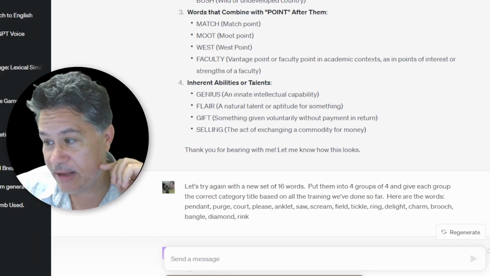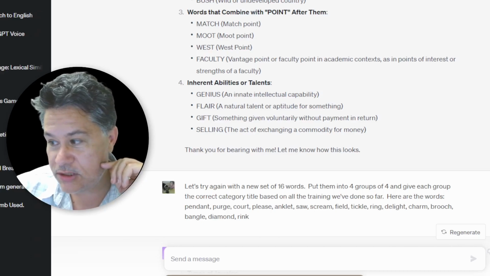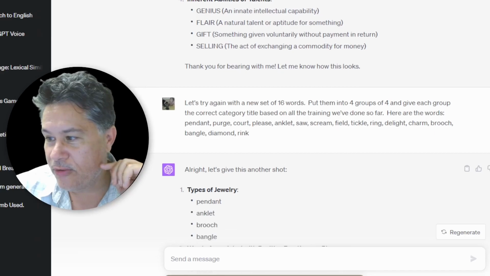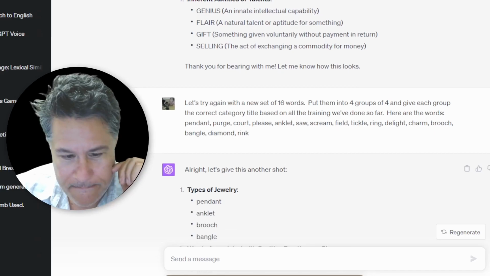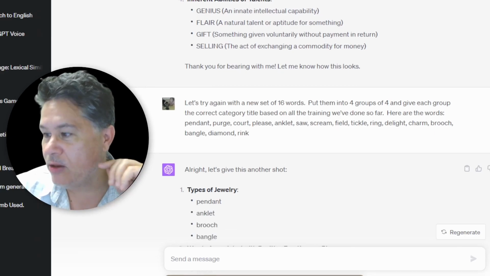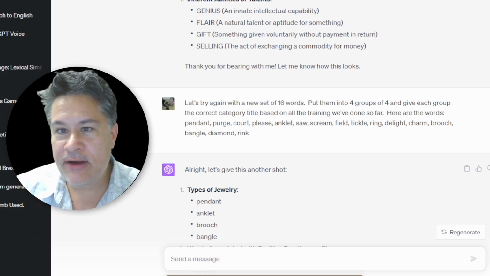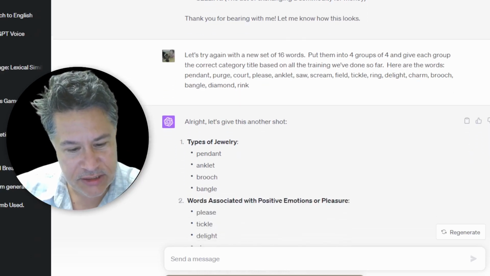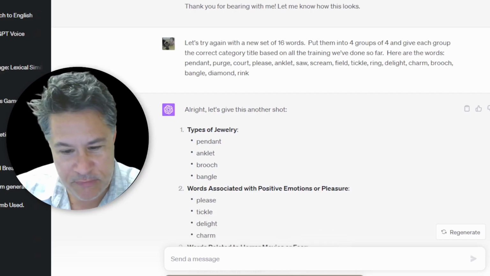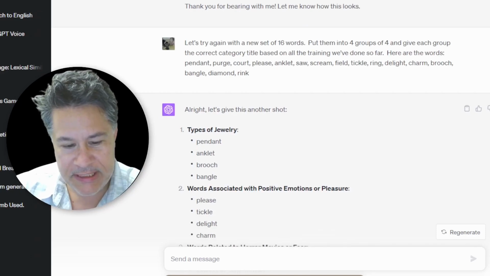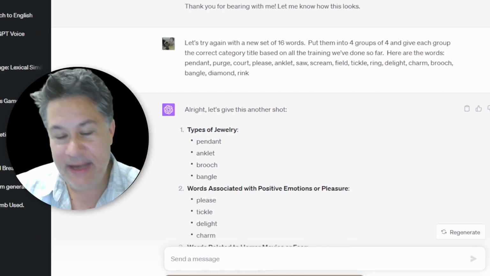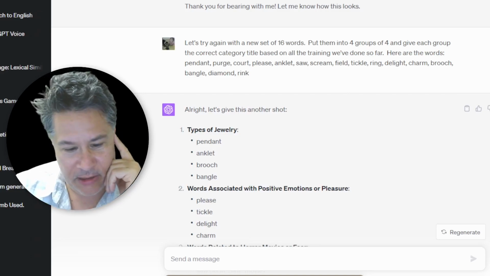Okay, guys, are you ready to get impressed? Here we go. Here was the response. Let's go in order. Types of jewelry. Pendant, anklet, brooch, bangle. Nailed it. Perfect category name. All 4 correct. Next. Words associated with positive emotions or pleasure. Please, tickle, delight, charm. Absolutely nailed it. Perfect way to give it that category name.